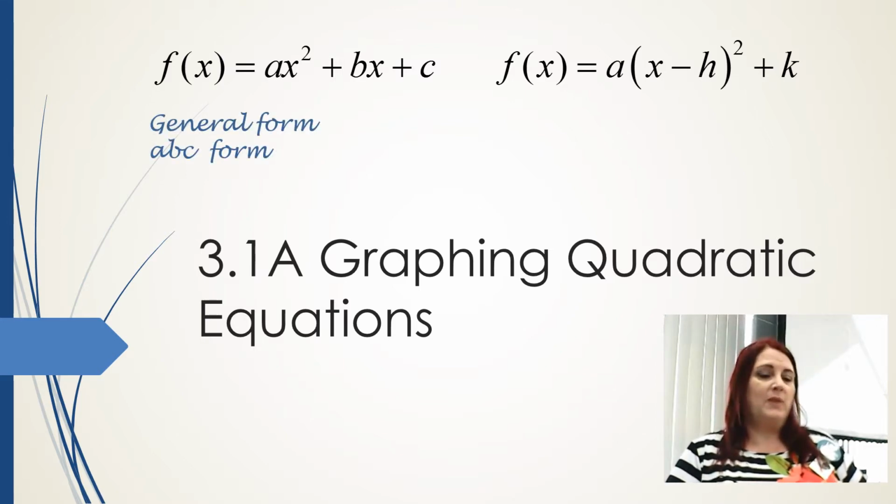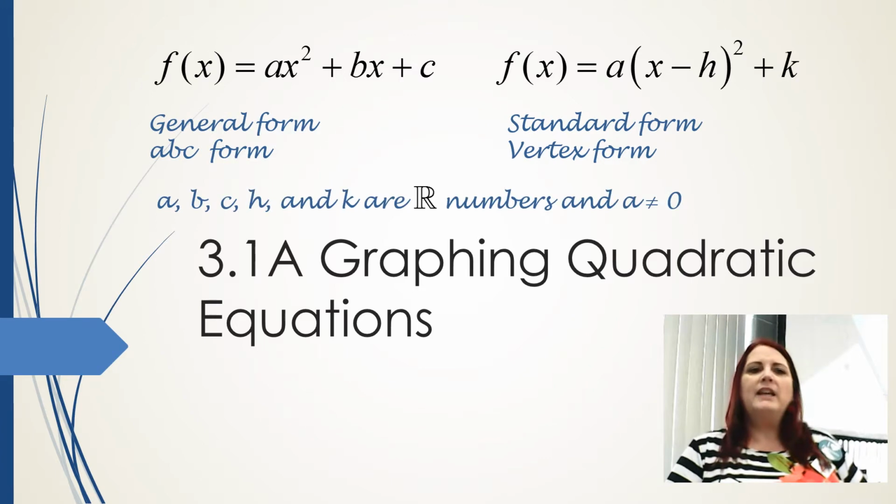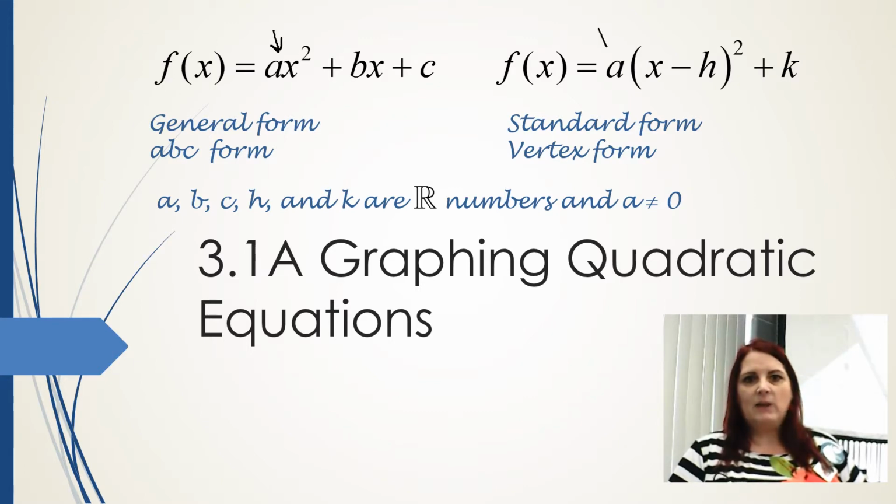Now, the first one, the ABC method, I always call the ABC form. A lot of times you're going to see it referred to as the general form. And then we've got the standard form, which is also the vertex form. And you'll see why in a little bit. In each of these cases, a, b, c, h, and k are real numbers. And this a cannot equal 0 at all. So let's take a look at what these are going to do.